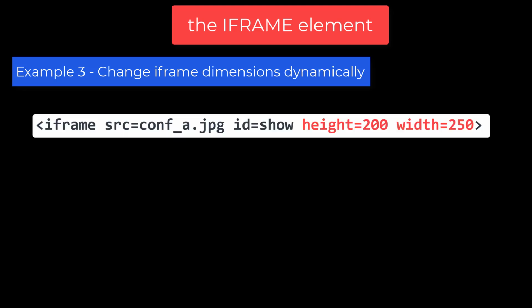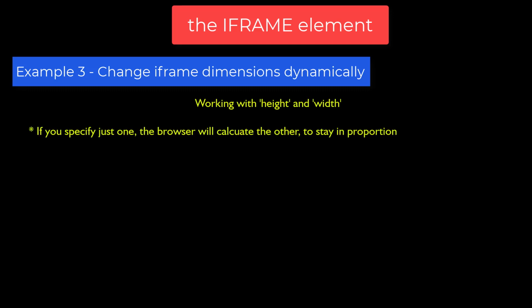Example 3, change iframe dimensions dynamically. In this example, our iframe element has the height and width attributes specified explicitly. Then our functions change these attributes dynamically. Some points about using height and width. If you specify just one of these, the browser will calculate the other to stay in proportion.